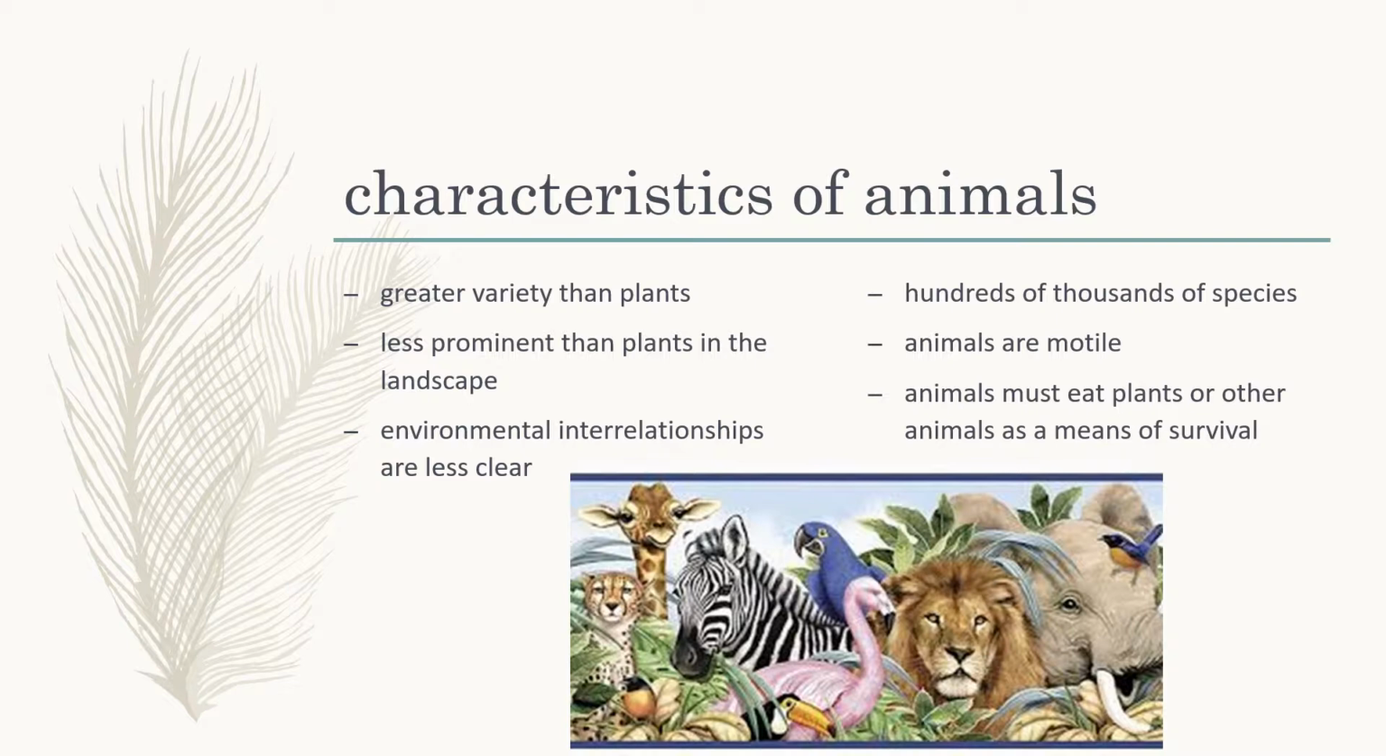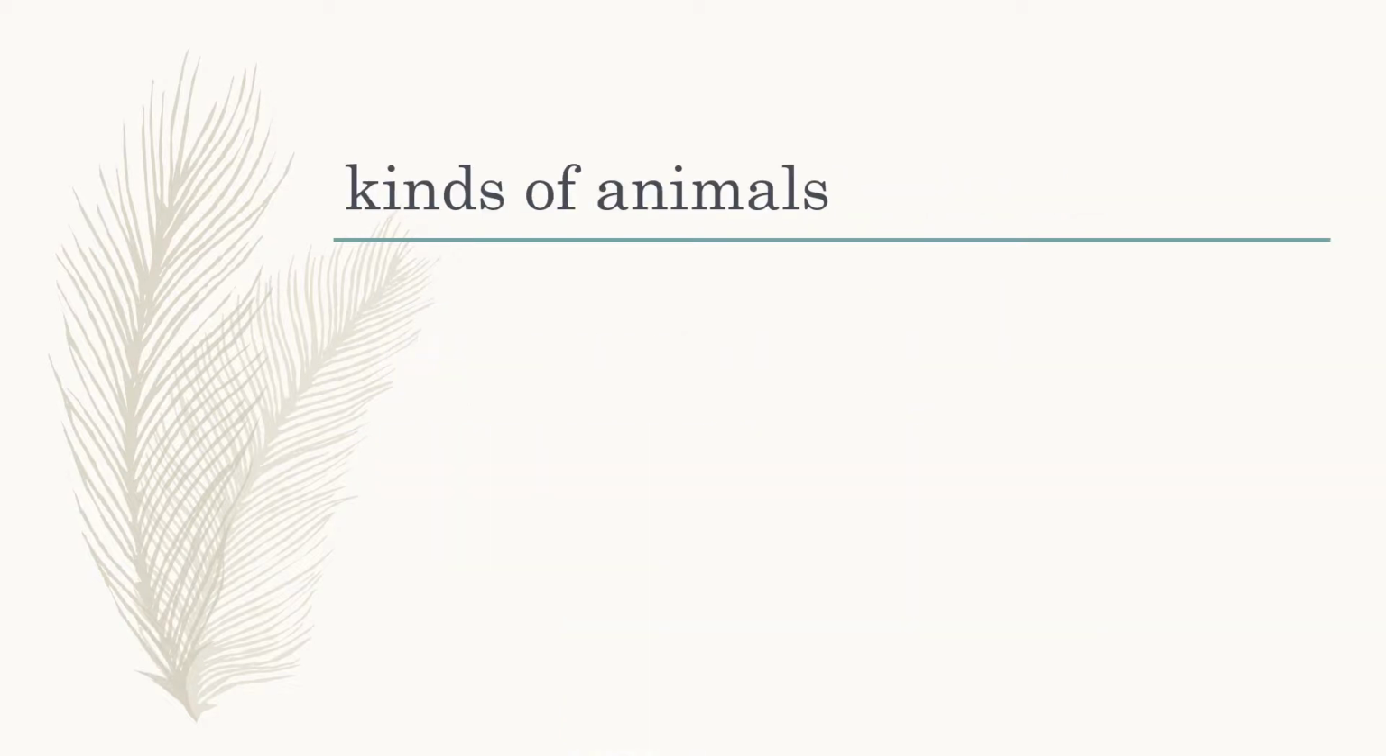They also differ because they depend on eating plants or even other animals to survive instead of relying on the sun for energy. There are 2 major categories of animals, invertebrates and vertebrates. Invertebrates do not have a backbone, while vertebrates do.